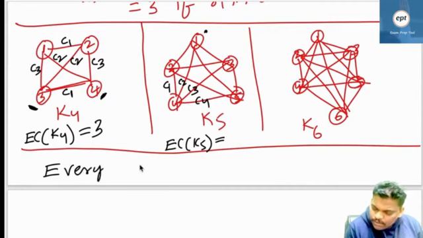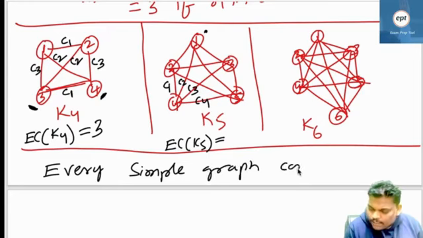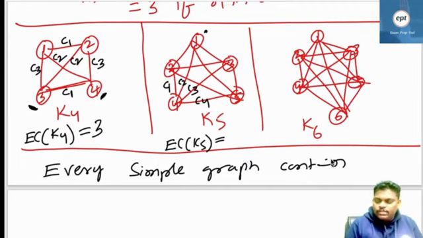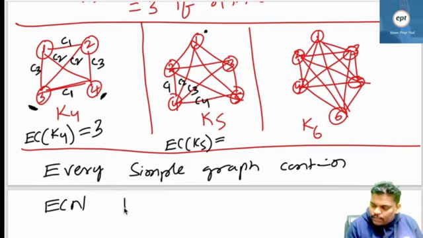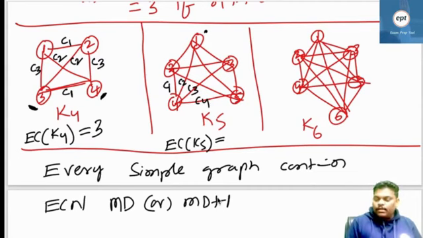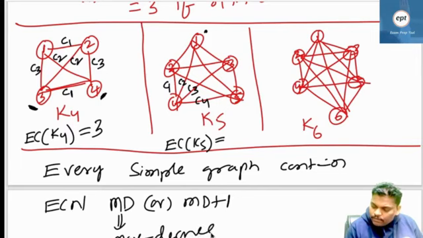One theorem is there I am saying. Every simple graph contains edge chromatic number either MD or MD plus 1, where MD is maximum degree.